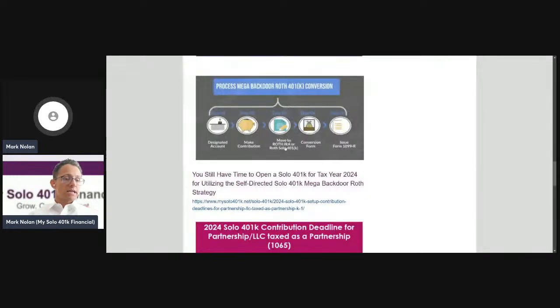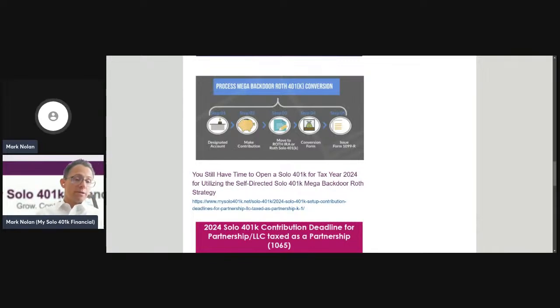So you're going to need a second solo 401k brokerage account labeled Roth, or there can be a bank account as well, labeled Roth in the name of the solo 401k plan. And then you convert that over to that Roth solo 401k bucket. Now you can convert the voluntary after-tax solo 401k contribution to a Roth IRA instead.